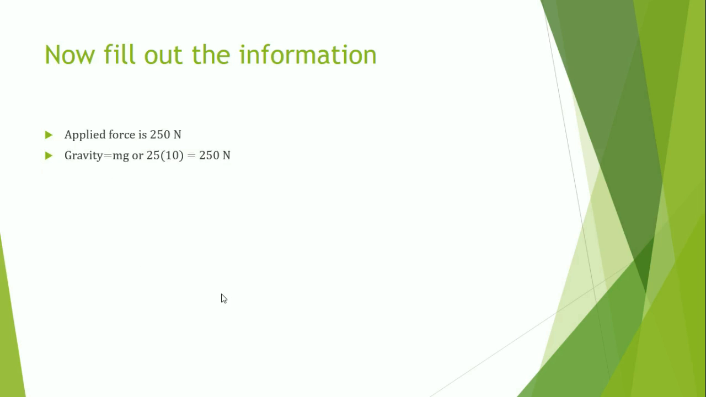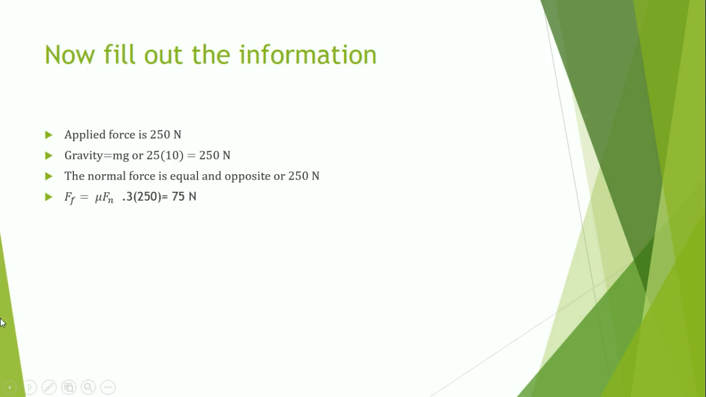Gravity is always mass times gravity, or the acceleration of gravity. So 25 times 10 is 250 newtons, just like the applied force. The normal force is equal and opposite because of Newton's third law. So if you said Newton's third law, you are correct. The normal force in this case is equal and opposite of the weight, and it's 250 newtons because it is just sitting there on the floor.